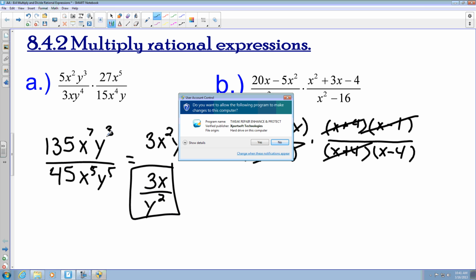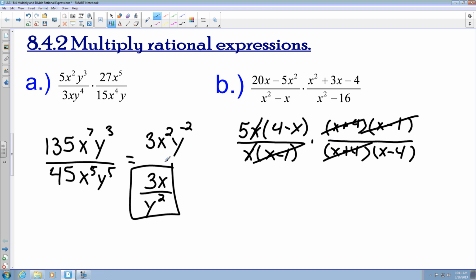And right now, we'll just leave it as that. So right now I have 5 times the quantity 4 minus x divided by x minus 4.